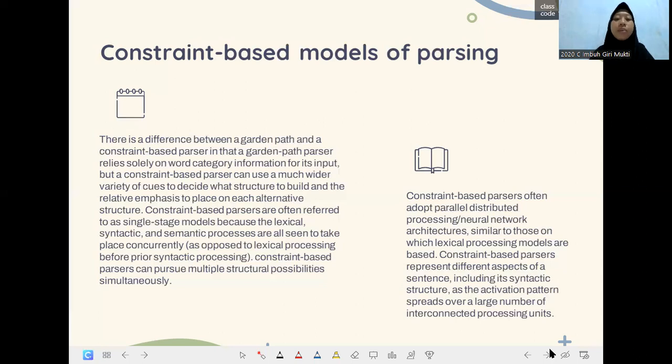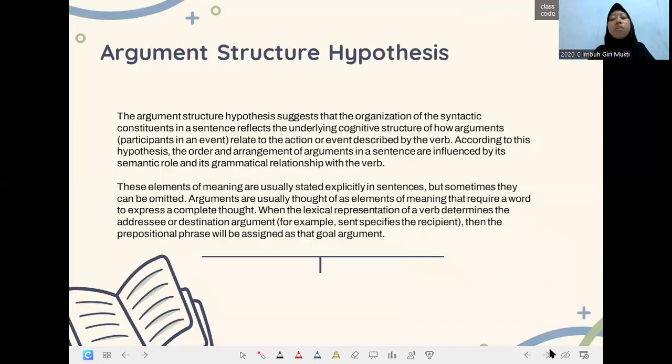And then the argument structure hypothesis. The argument structure hypothesis suggests that the organization of the syntactic constituents in a sentence reflects the underlying cognitive structure of how arguments participating in an event relate to the action or event described by the verb. According to this hypothesis, the order and arrangement of arguments in a sentence are influenced by their semantic role and their grammatical relationship with the verb.